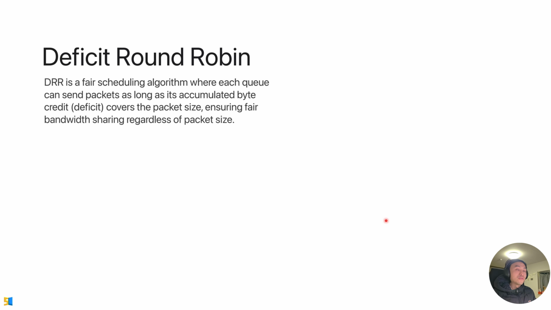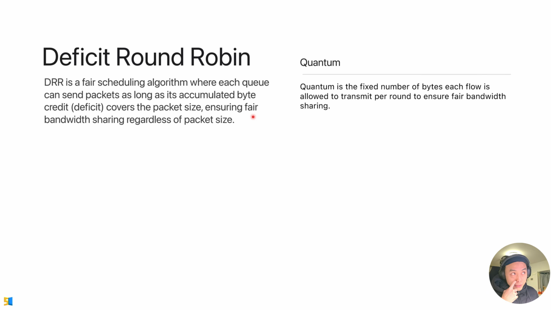we use deficit round robin. It's a fair scheduling algorithm where each queue can send packets as long as its accumulated byte credit, or deficit, covers the packet size, ensuring fair bandwidth sharing regardless of packet size. So the round robin algorithm considers the size of the package. It has the term quantum. The term quantum in this area means the maximum number of bytes each flow is allowed to transmit per round to ensure fair bandwidth sharing.